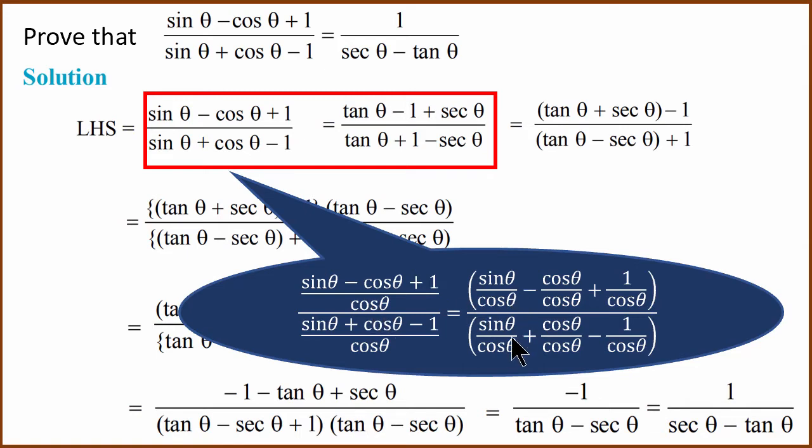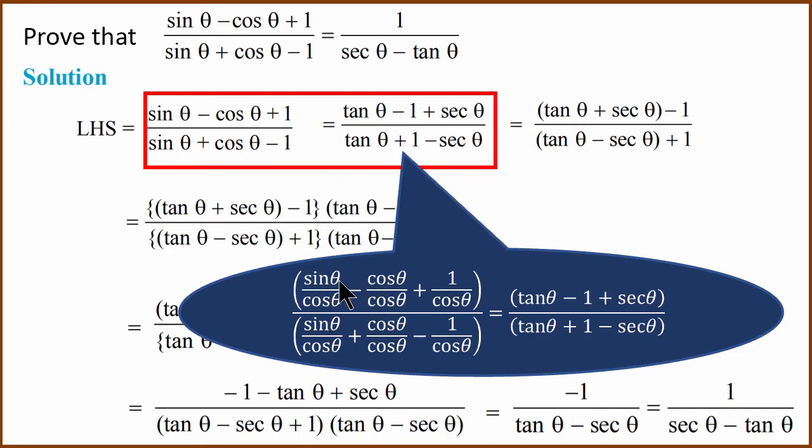So if you simplify this, what do you get? Sin theta by cos theta is tan theta, right? Sin by cos is tan. Cos by cos is minus 1 because you cancel cos and cos. And 1 by cos theta is secant theta, right? So that's what we get. And the same thing we do with the denominator. As a result, you end up with tan theta minus 1 plus secant theta, which is this step. So basically, we have divided the whole thing by cos theta and we got the next step.